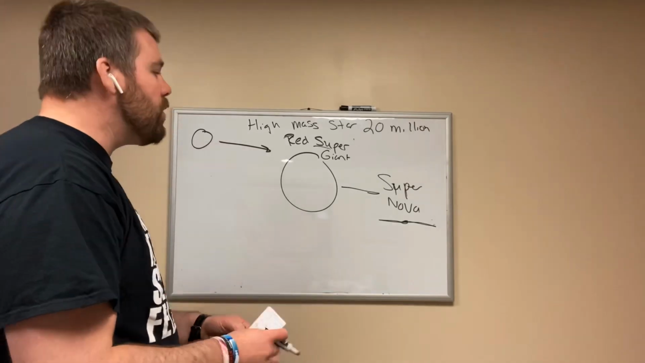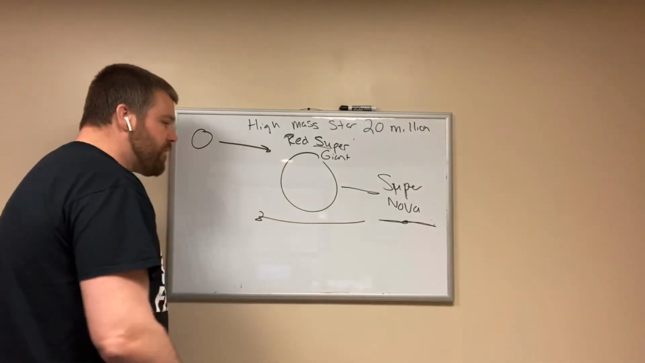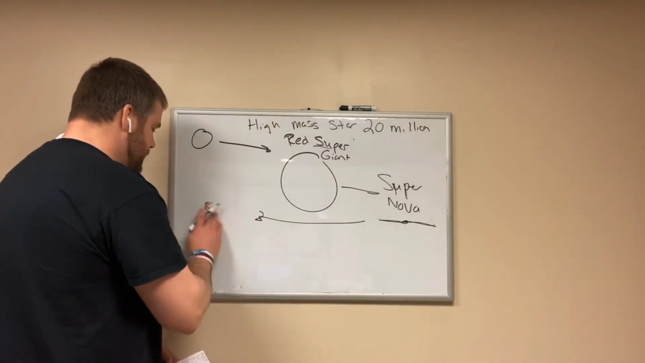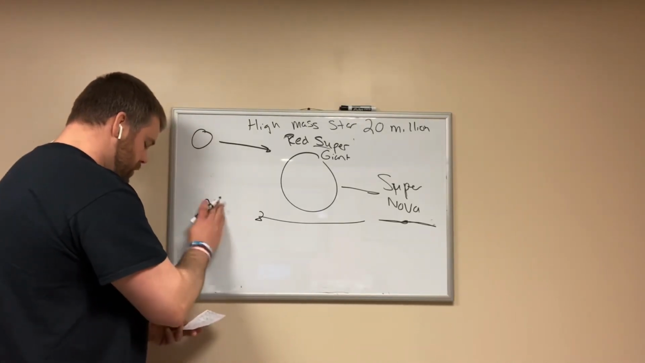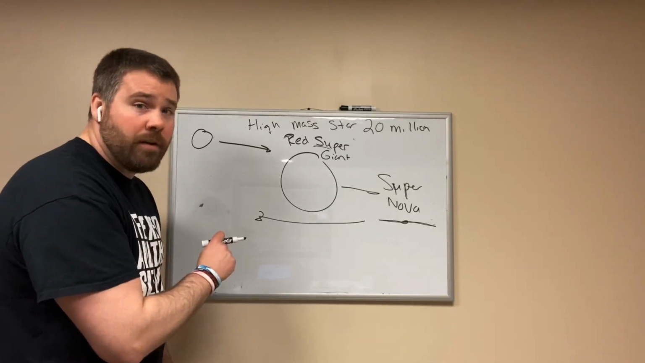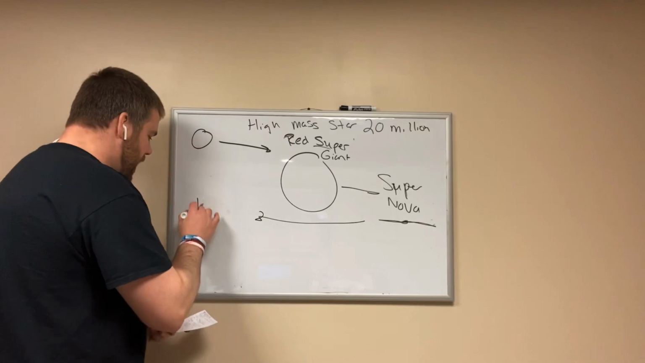Now, in this explosion, it can go two different ways. The first way, you have the leftovers of the explosion. That's what we call a neutron star. Oh, that's a neutron. Oh my gosh. Don't boo me again, please, like last time. Stop booing. A neutron star.